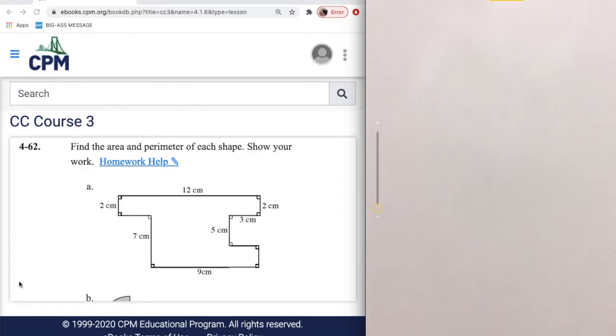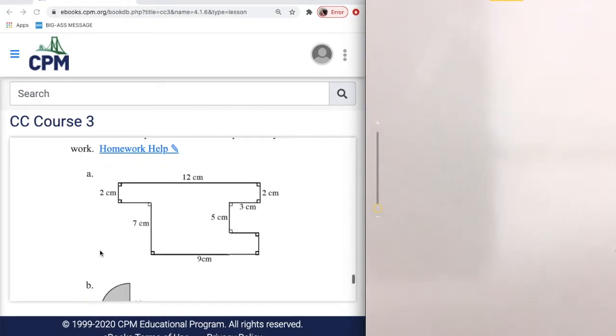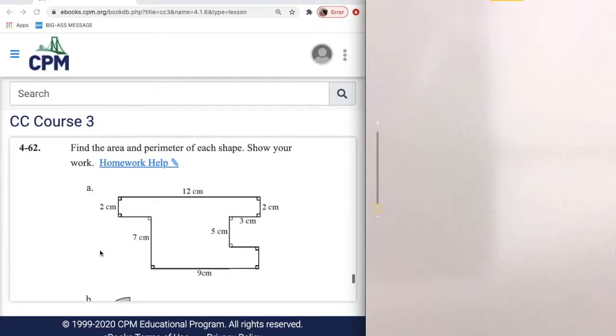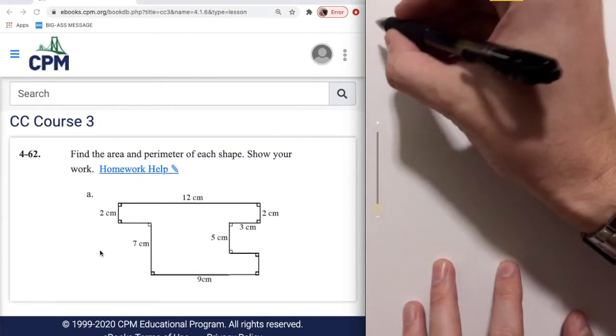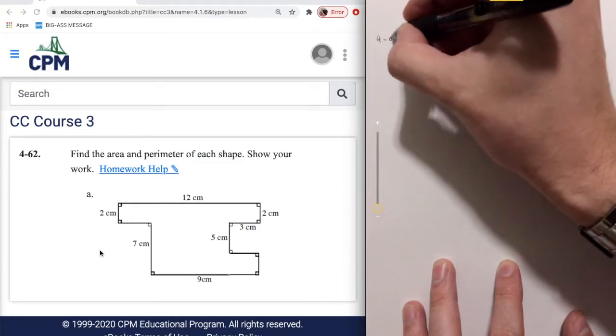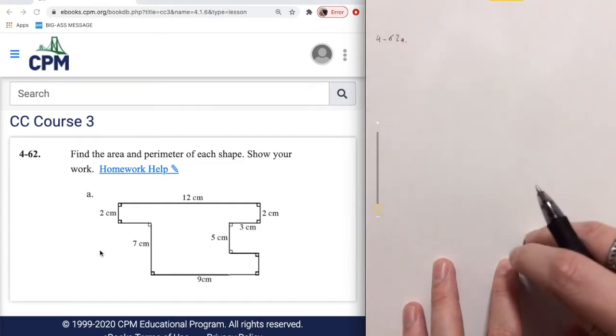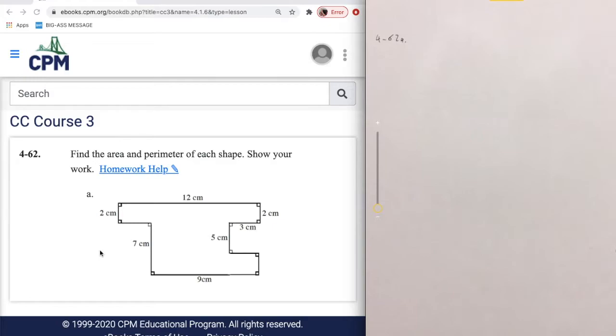Problem 4-62, we're going to be starting with part A, and it wants us to find the perimeter and area of the shape right here. And in part B, we'll go over the other one. So, start with 4-62A. So, let's start with finding the perimeter.